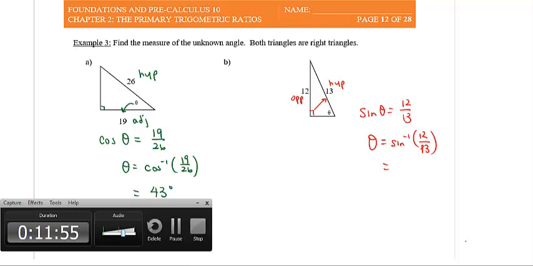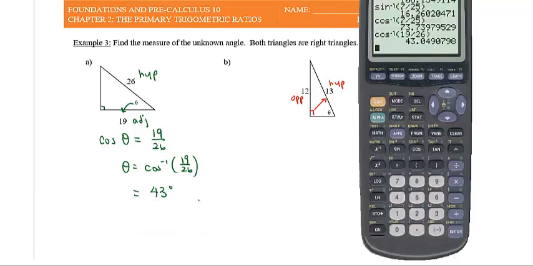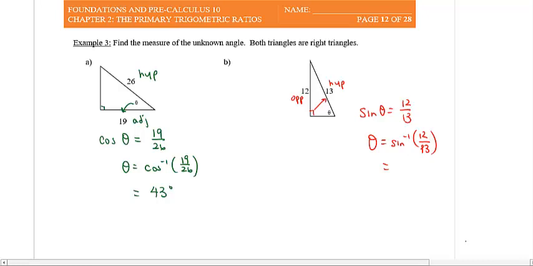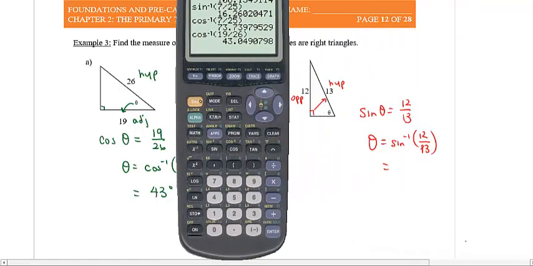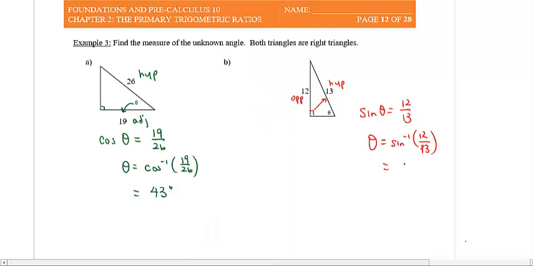Oops, that's not what I want. I want that. Oops, calculator, hello. Second function, sine, to get the sine negative 1, 12 over 13, 67.4 degrees.